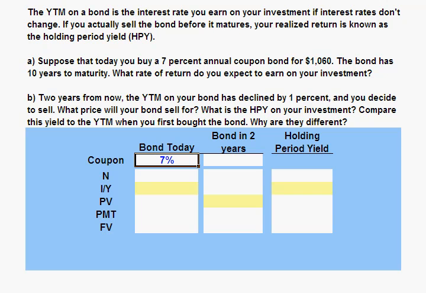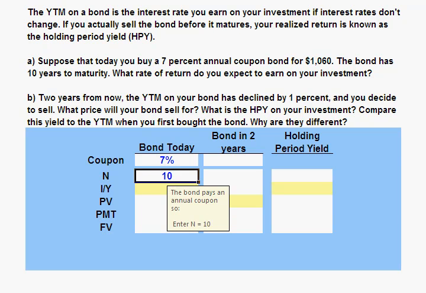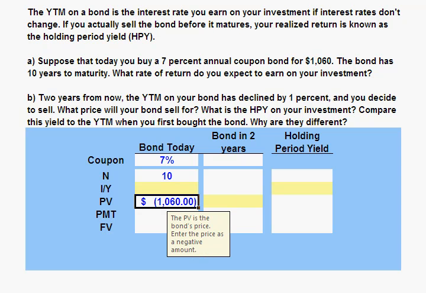The bond has 10 years to maturity. What rate of return do you expect to earn on your investment? Let's go ahead and calculate that. Since our bond pays an annual coupon and the maturity is in 10 years, we'll enter 10 for the number of periods. We're told that we pay $1,060 for our bond, so enter negative $1,060 for the present value in your financial calculator.